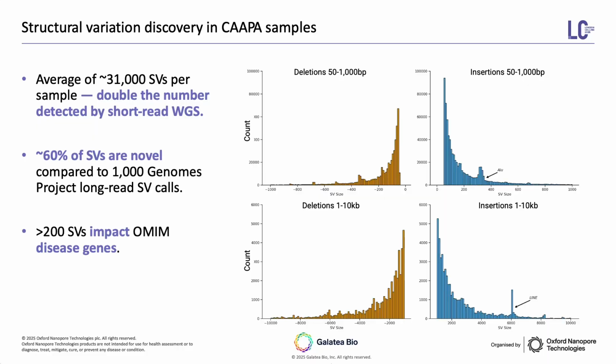Also, when we compare our data to the recently published 1,000 genome project with Oxford Nanopore, we see 60% novel SVs. So these populations also add to those other efforts underway around the world. Currently, we found about 200 of these SVs impacting OMIM disease genes, so it will definitely have some relevance. And I'm just going to show you one example.